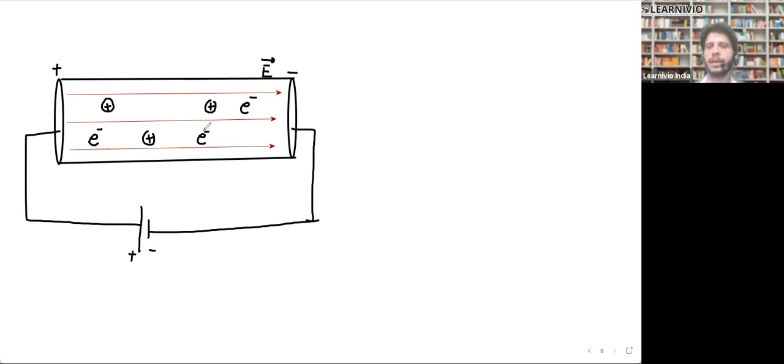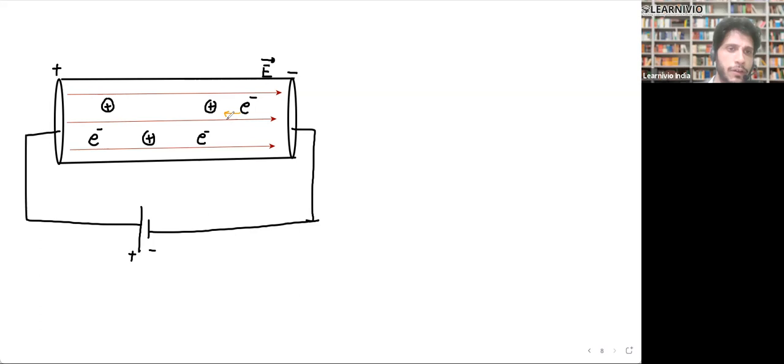Yes, Abdullah, can an electric field affect these electrons in any way? Yes, sir. There will be a force acting on the electrons. Force acting on electron, right? In what direction will this force act? Sir, opposite to the direction of the electric field.